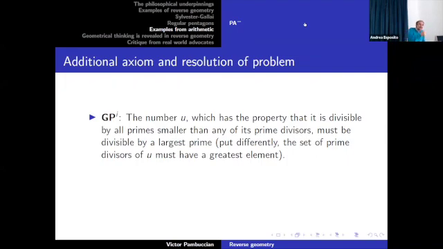But if you add this, that there is a greatest prime dividing a certain number, this number U, which has the property that it is divisible by all primes smaller than any of its prime divisors. So you have a number U that has this property. The axiom GP says that this number must be divisible by a largest prime. Put otherwise, in the set of its prime factors, there is the greatest one. So if I have this, then I can do a whole lot. Then just with Bonse's inequality, I can prove S30.